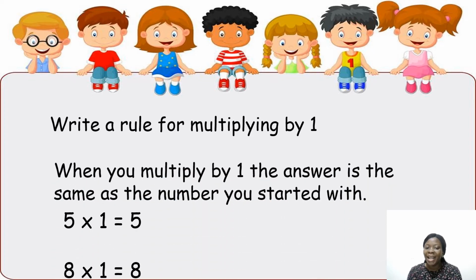Welcome back. If you have written this rule, then you are definitely correct. When you multiply by 1, the answer is the same as the number you started with. 5 times 1 is 5, 8 times 1 is 8, 1,000 times 1 is 1,000, 1 million times 1 is 1 million. So when you multiply a number by 1, the answer is the same as the number you started with.